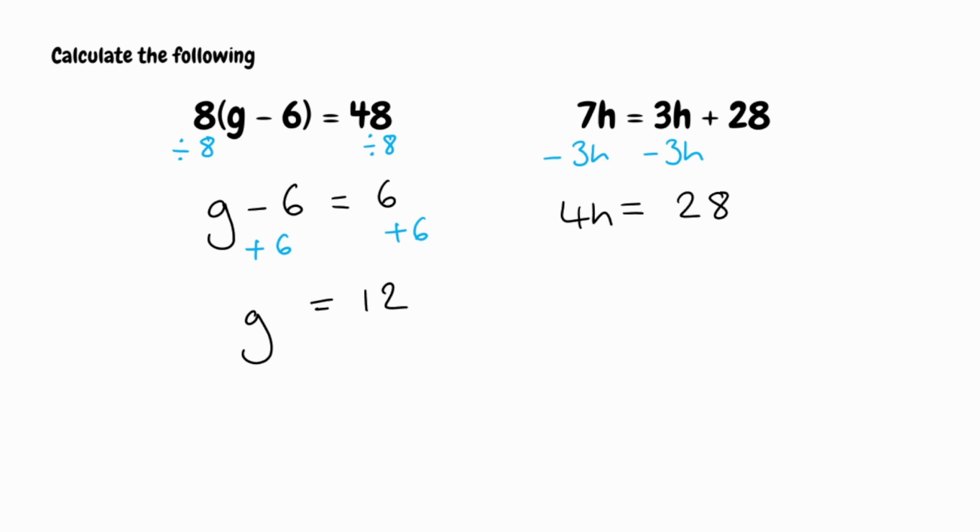So for our final step, we've got 4h is equal to 28. So we need to do the opposite of multiply by 4, which is divide by 4. So I'm dividing the left-hand side by 4, which means I've also got to divide the right-hand side by 4. So to finish off on the left-hand side, we just have h as equal to, and then on the right-hand side, if we do 28 divided by 4, that's going to give us 7. So h is equal to 7.